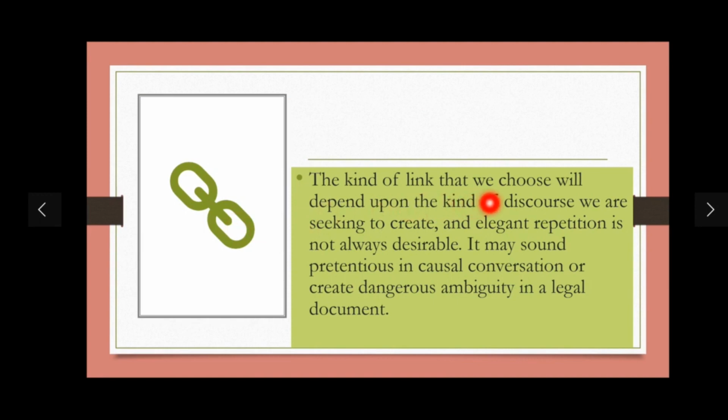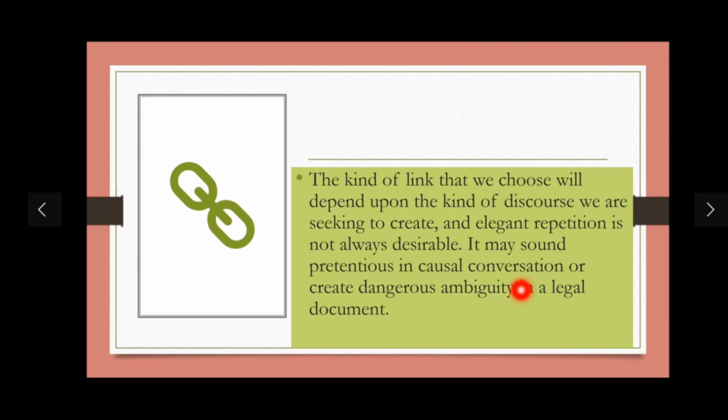The kind of link that we choose will depend upon the kind of discourse we are seeking to create. An elegant repetition is not always desirable. It may sound pretentious in casual conversations or create dangerous ambiguity in legal documents. So when you are dealing with legal documents, or in conversations which may create dangerous ambiguity, then you have to avoid what? Elegant repetition. You don't have to use general words then, because it will create ambiguity. So therefore, that elegant repetition will not work all the time.